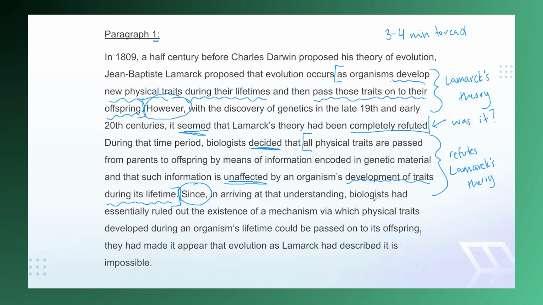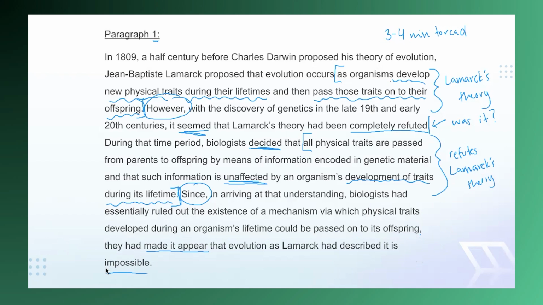"Since, in arriving at that understanding, biologists had essentially ruled out the existence of a mechanism via which physical traits developed during an organism's lifetime could be passed on to its offspring." Convoluted sentence. But this is the important part. "They had made it appear that evolution, as Lamarck had described it, is impossible." So, yes, this last part is the conclusion, and it is the important part, but we're probably noticing that it's actually not new information. It's stuff that we already know from the rest of the passage.